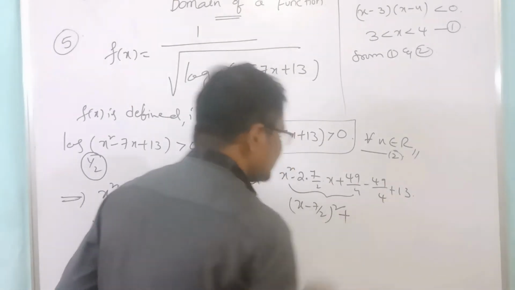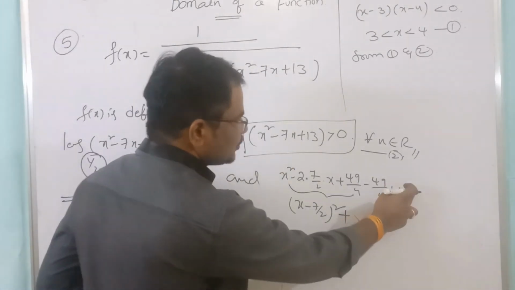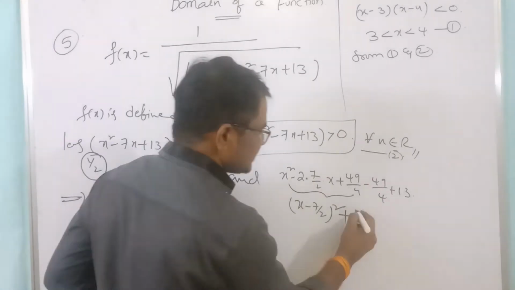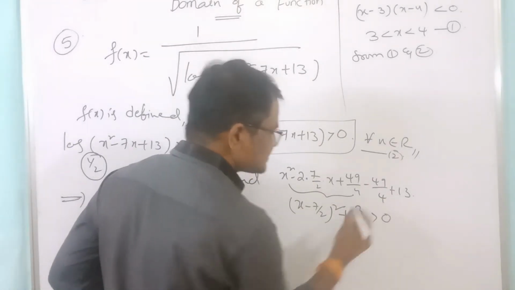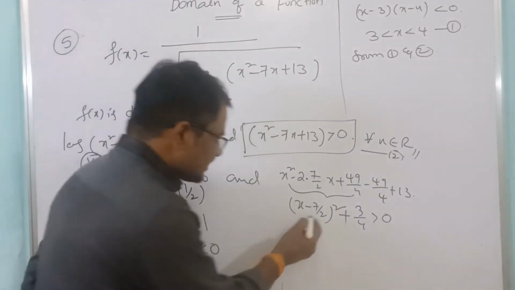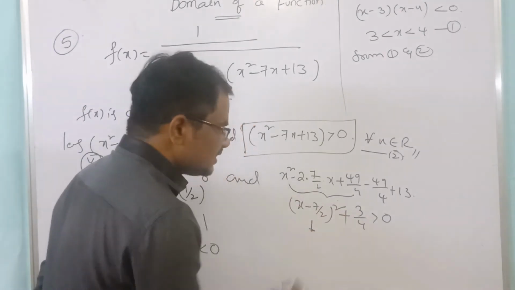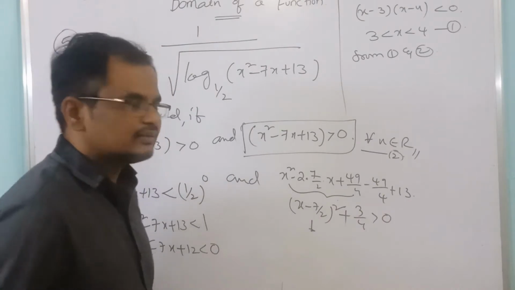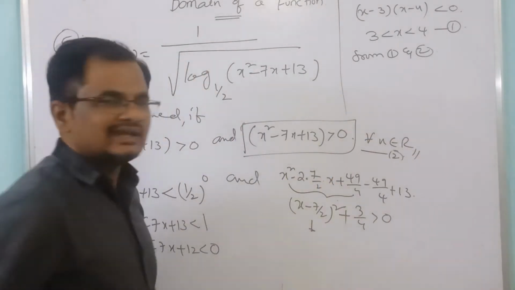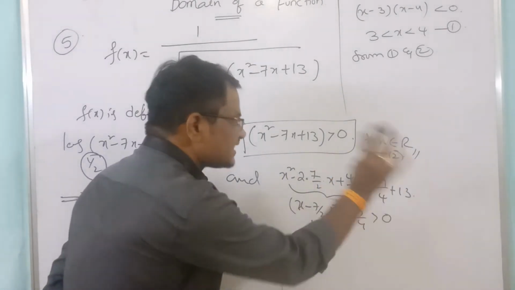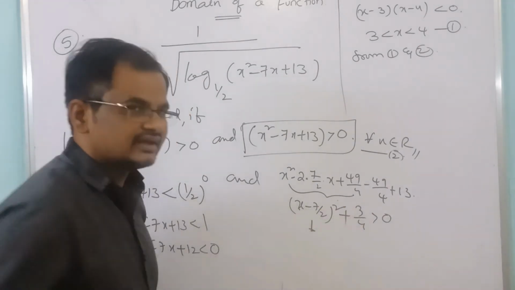So here what can we write? Plus 52 minus 49 means 3 by 4. Definitely it is greater than 0 only, or not? For any value of x, this square is there, means it starts from 0 plus 3 by 4, means it is greater than 0, means it is positive for all the real numbers. Any real number you take, it is greater than 0 only. Like that also you can identify, right?